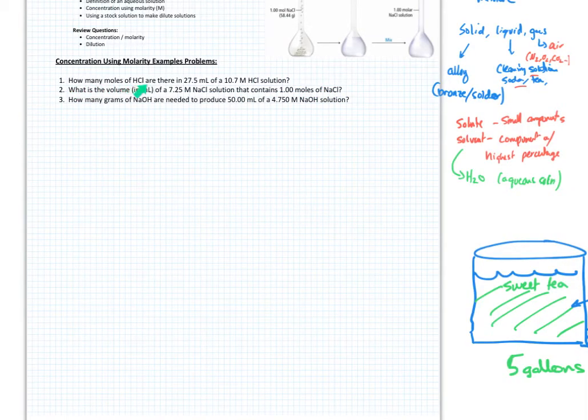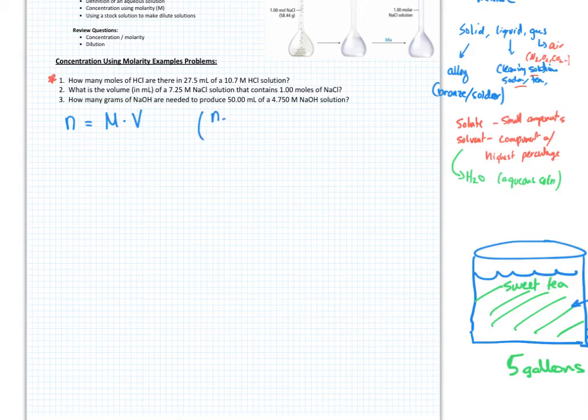How many moles of HCl are there in 27.5 milliliters of a 10.7 molar HCl solution? So I'm just going to put a little star next to this one. This is a really classic example of a molarity problem. This is a really important one you need to learn how to deal with. And the key to dealing with this is recognizing the following. The number of moles of a material is equal to the molarity of whatever that is times the volume of whatever that is. And we can use units to help us understand this.